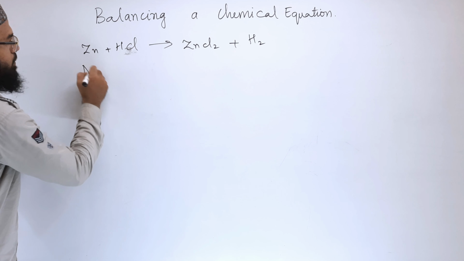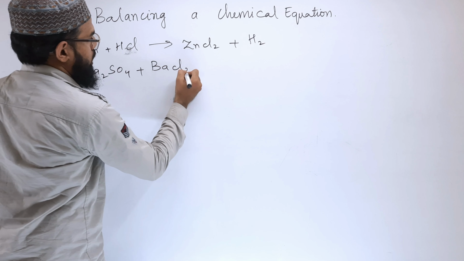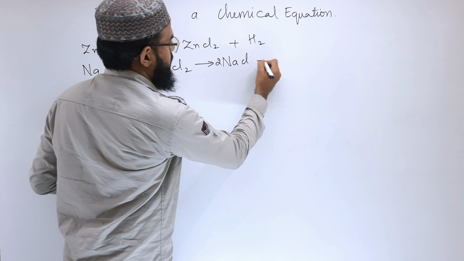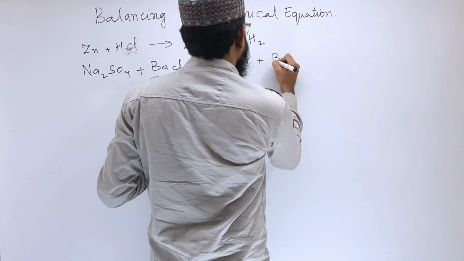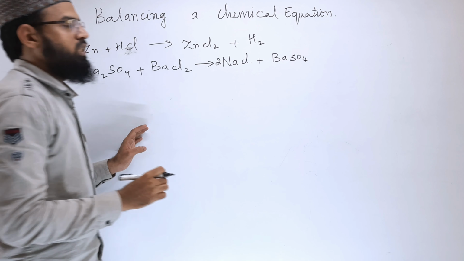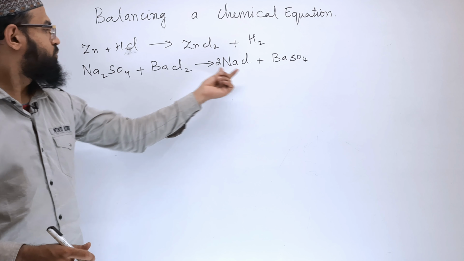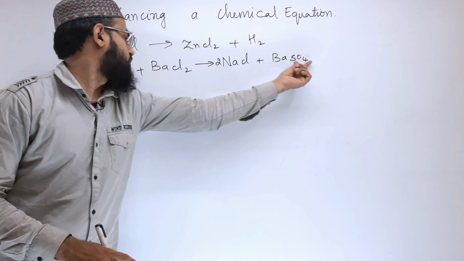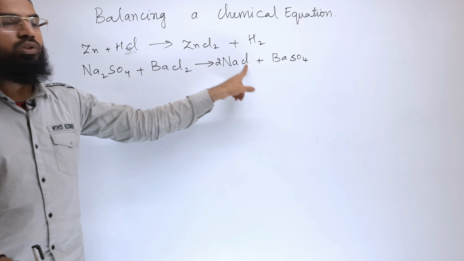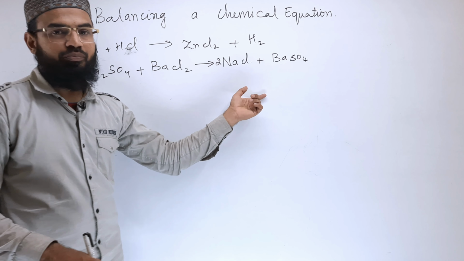Next, let us take another example. Na2SO4 plus BaCl2 gives rise to 2NaCl plus BaSO4. Let us see the number of atoms. Na: 2 Na atoms are there and here also 2. SO4 1, SO4 1, Ba 1 and Ba 1, Cl 2 and 2 Cl. So the number of atoms on both sides is equal.